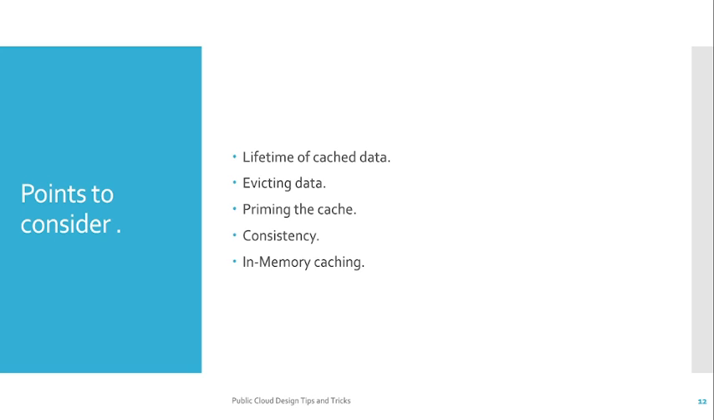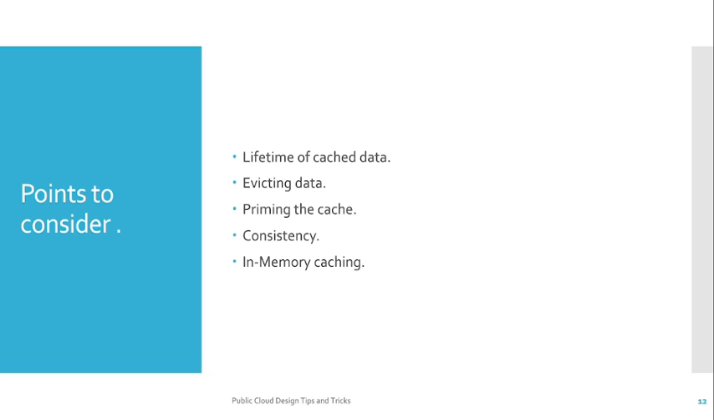Now, points to consider: lifetime of the cache data. When you are talking about the lifetime of the cached data, the caching system generally provides a policy which will set the life cycle or lifetime of that particular data inside the cache. Second, evicting the data.